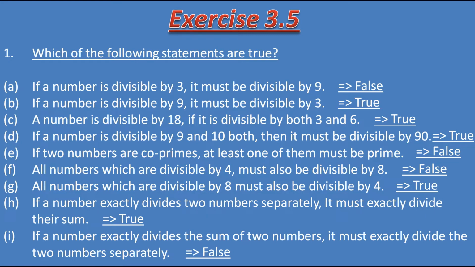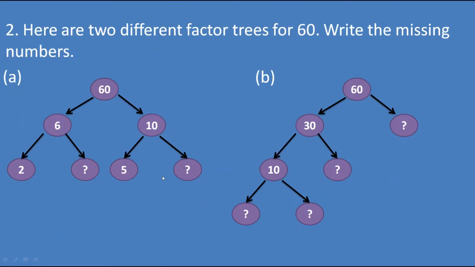Okay, so here we completed our first question. Now we will move to the second question. Here the question is, here are two different factor trees for 60. Write the missing numbers.